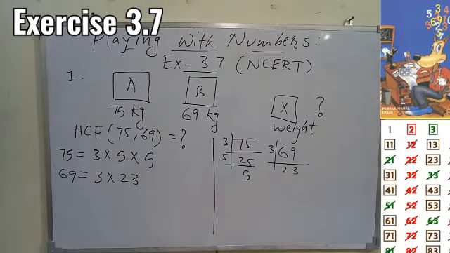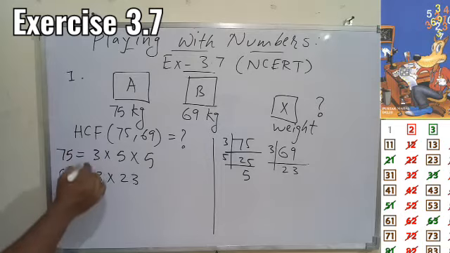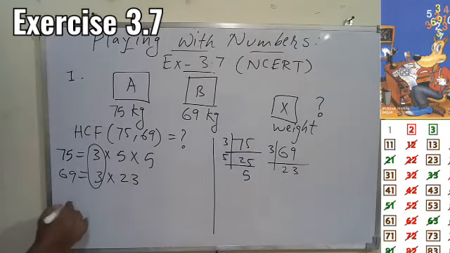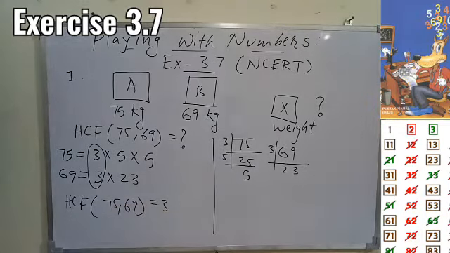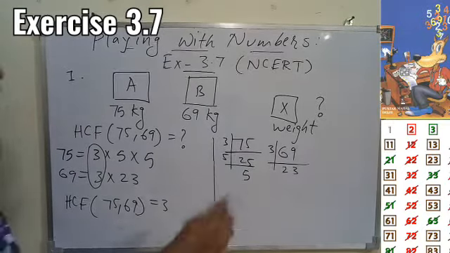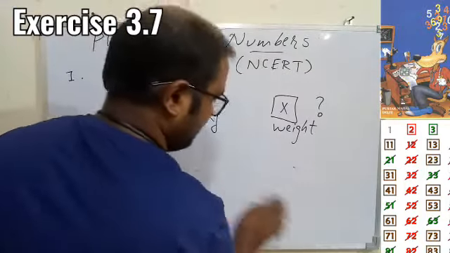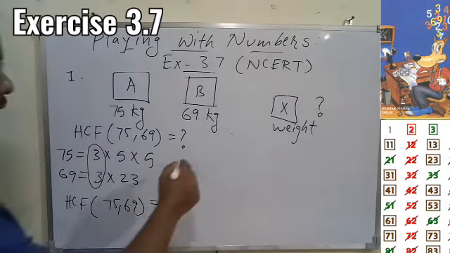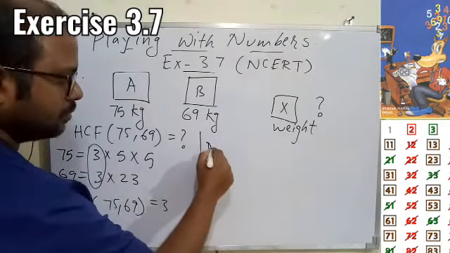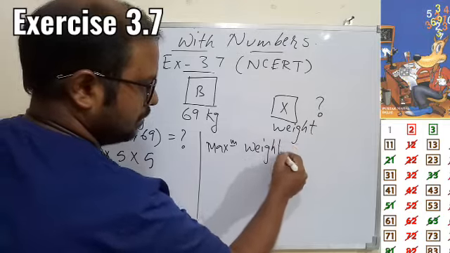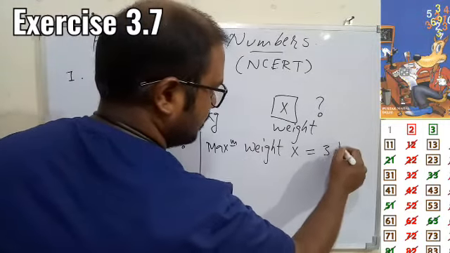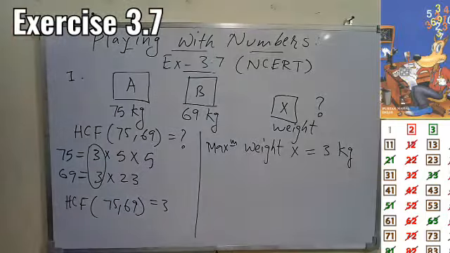Now you know how to find the HCF. See the common of both. Overall only one common factor we are getting, and that is nothing but 3. So the HCF is nothing but 3. So the answer is 3, what does it mean? Let's understand the concept. So here our maximum weight X is nothing but 3 kg.